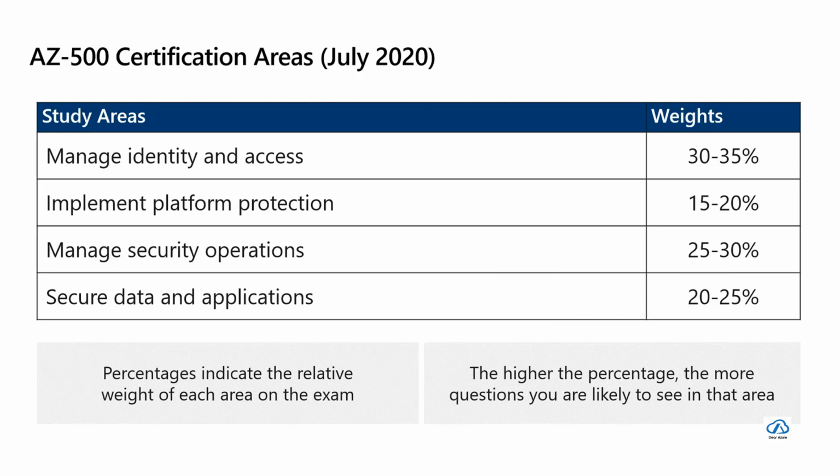Then, of course, we've got implementing platform protection, which is about 15 to 20% weightage, managed security operations, 25 to 30%, secure data and application, 20 to 25%. So these are the different areas and the kind of questions you can expect from a certification perspective. Of course, 70% being the passing, so that is something which is expected out of you. When I say percentages, these are relative and they may vary slightly here and there, but at high level, this is what you will observe in your certifications.